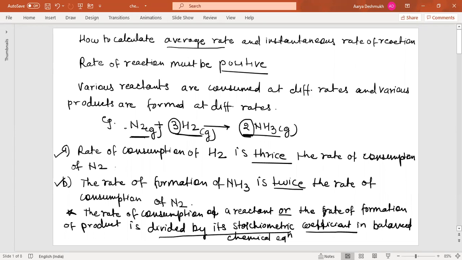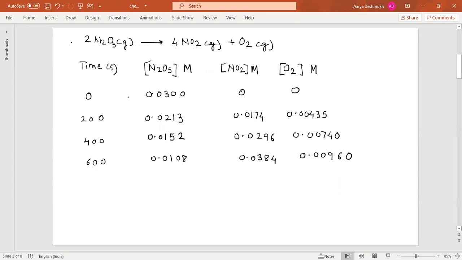Here we go to the next slide. Now, here I wrote one reaction here: N2O5 converting into NO2 plus O2. Now the average, one more point I missed here.